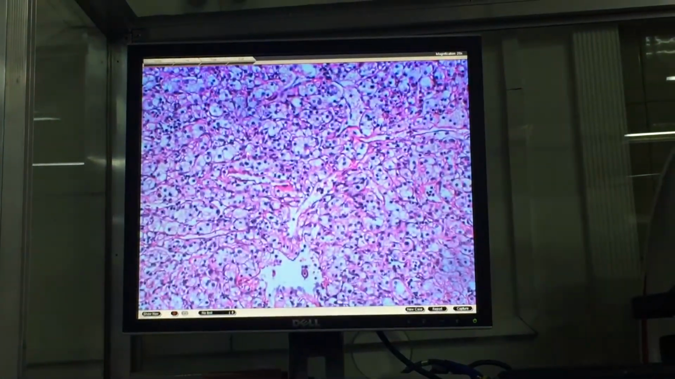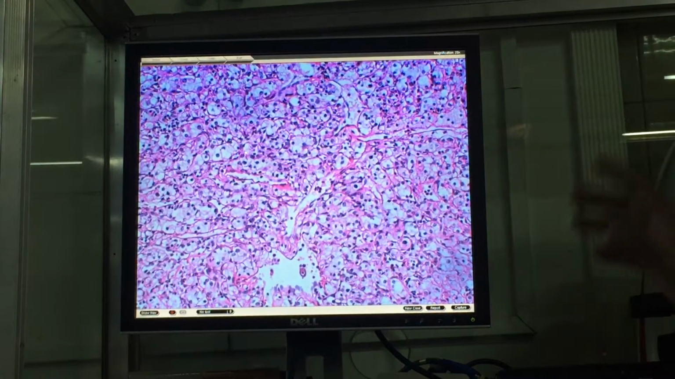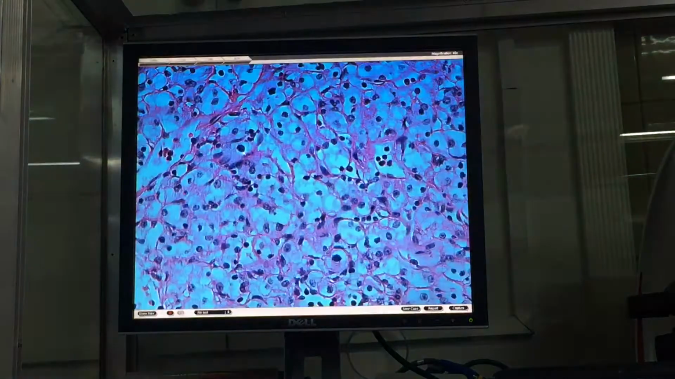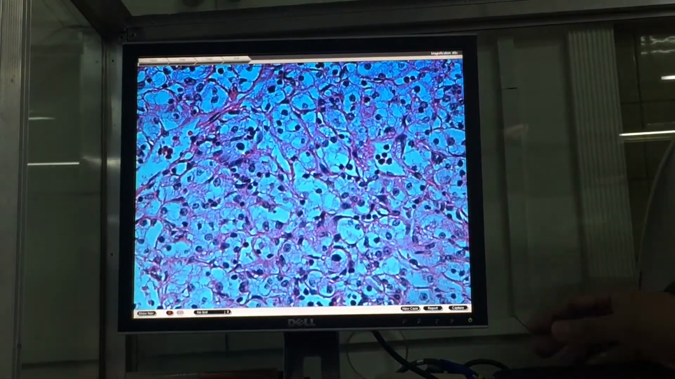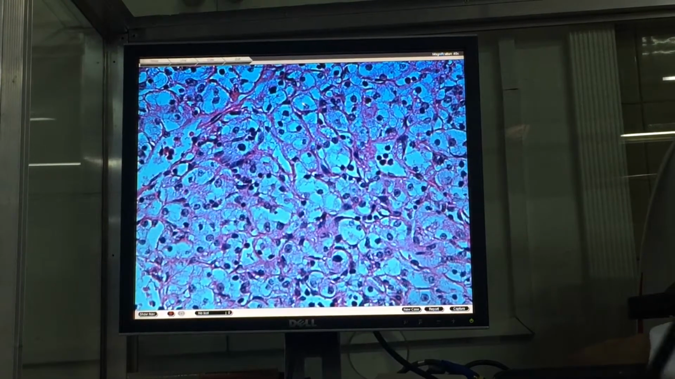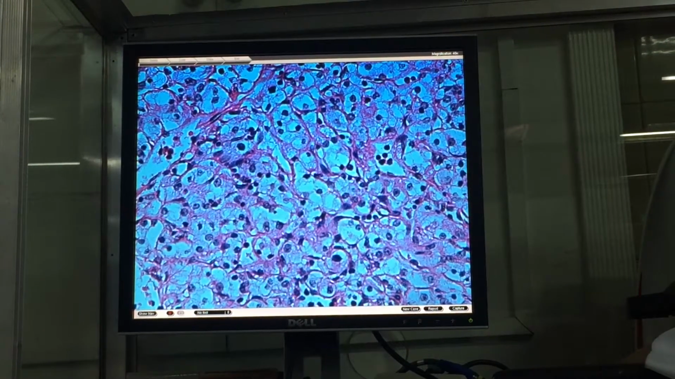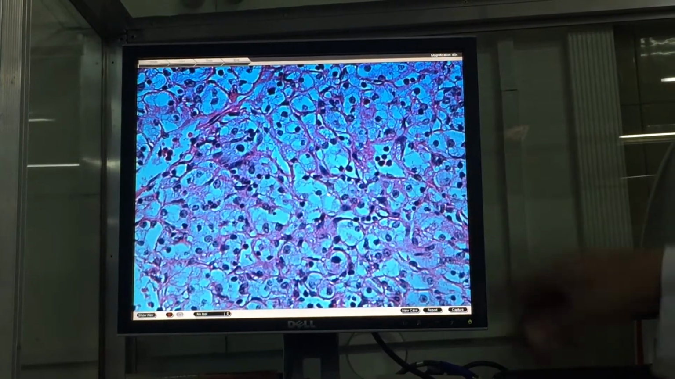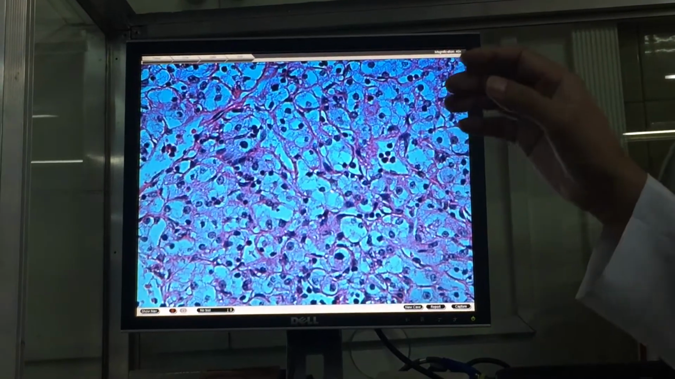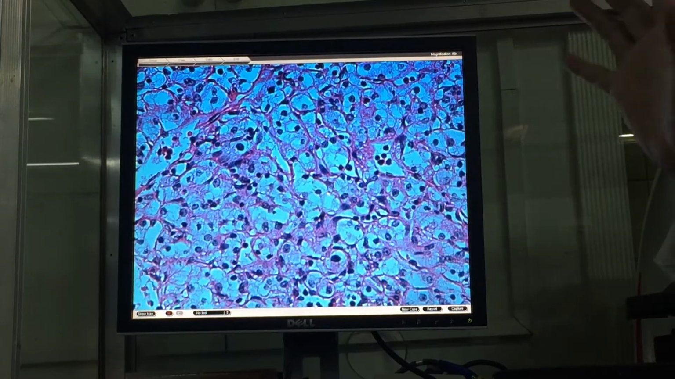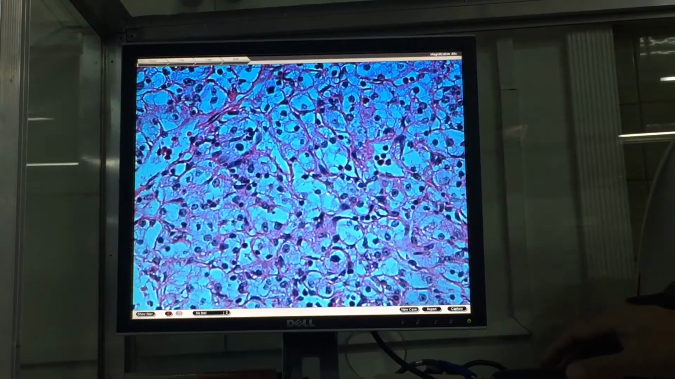Okay, at higher magnification, this is the typical picture of that clear cell pattern, wherein you'll see proliferating cells with round to ovoid nuclei, and you'll notice that the cytoplasm is cleared out. Okay, like this one, it's cleared out. This makes the tumor light in color, and that's why it is called clear cell. There's clearing of the tumor, clear cell carcinoma.